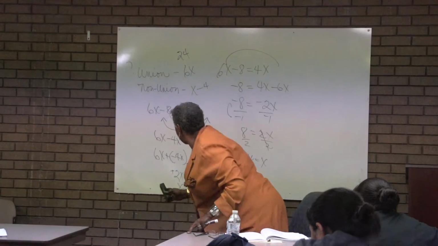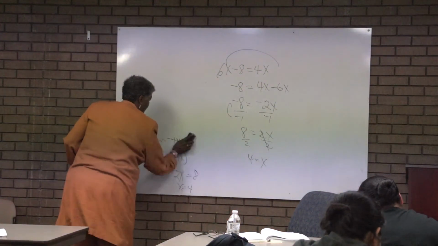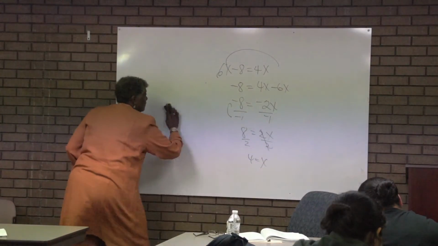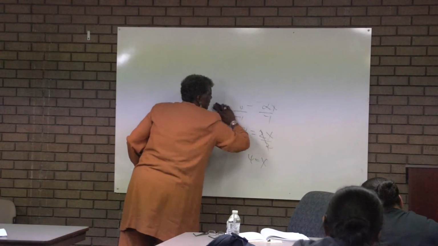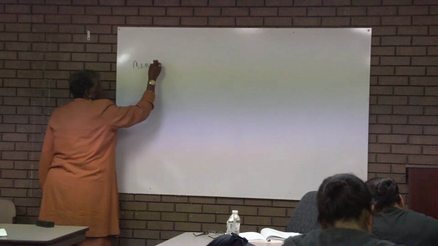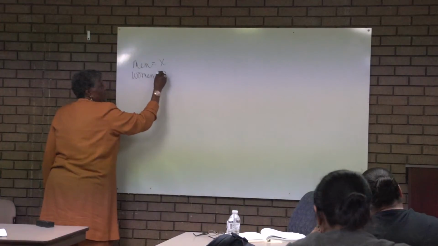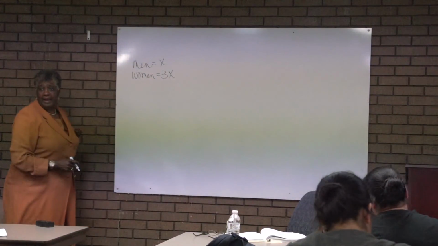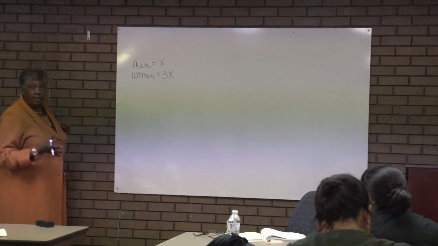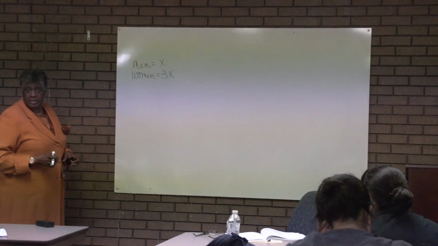we said the men are X, right? And the women are 3X. You write it as you read it. When you finish reading it, you should have your equation. You said the men are X, women are 3X. Once we know that from the beginning, now every time they say men, we're going to write an X. Every time it says women, we're going to write a 3X. Because we've changed those words into symbols and numbers.